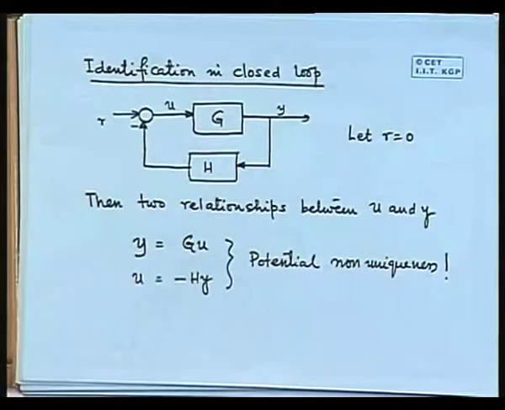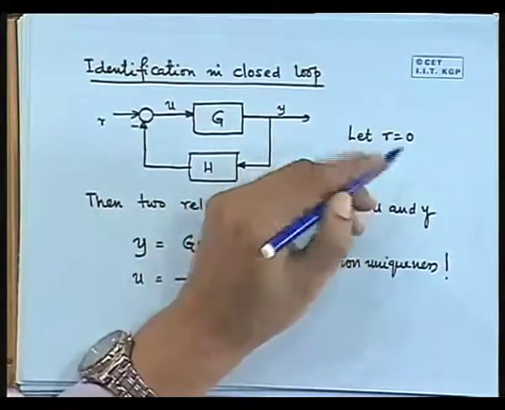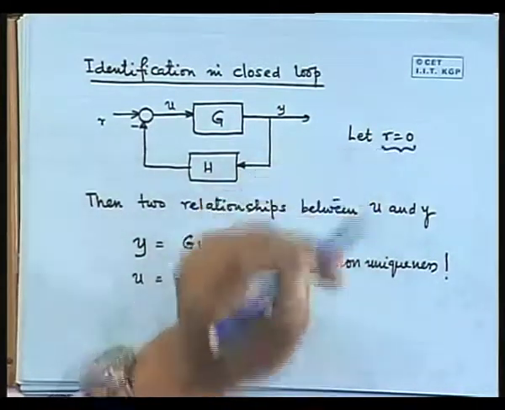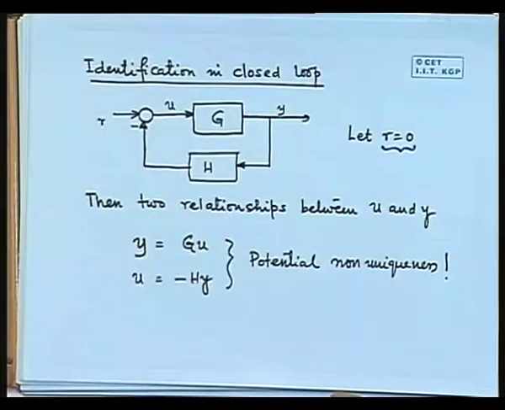Now let us look at identification in closed loop. So this is our closed loop situation, right? For the time being, let R is equal to 0. There is no reference in it. This happens. There are some control loops for which the set point is 0.